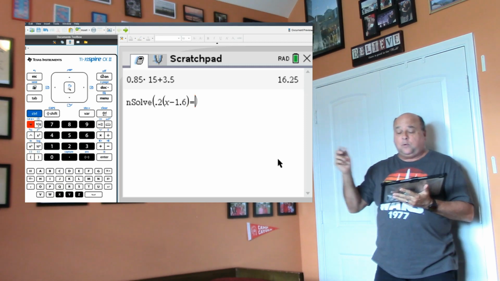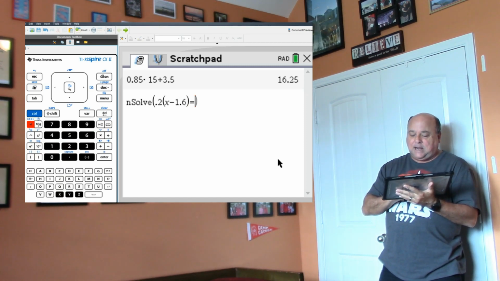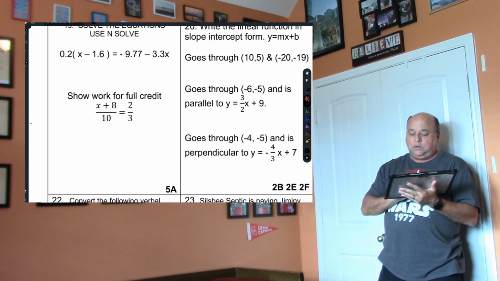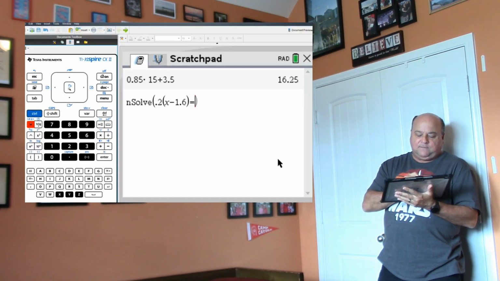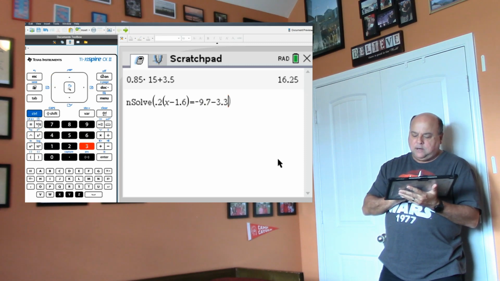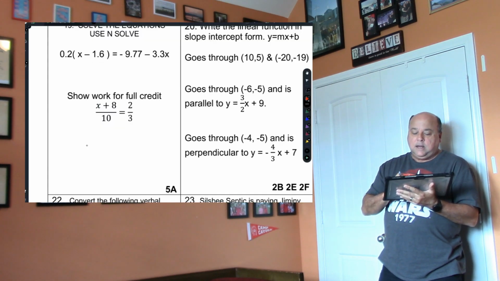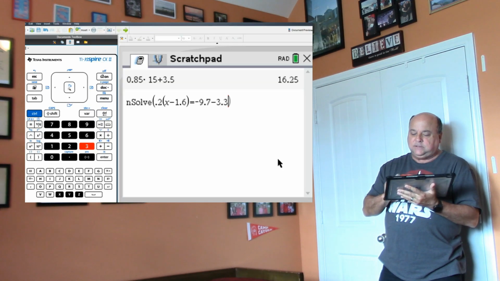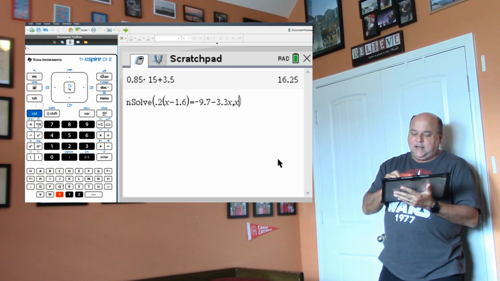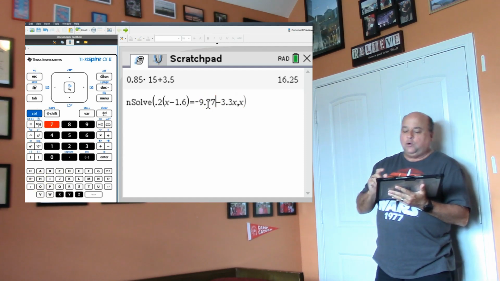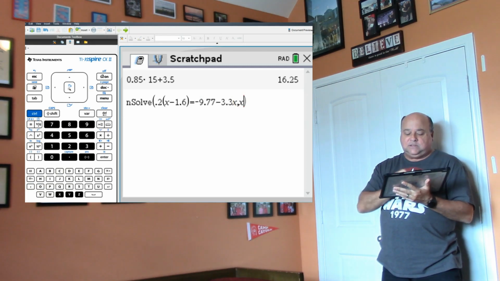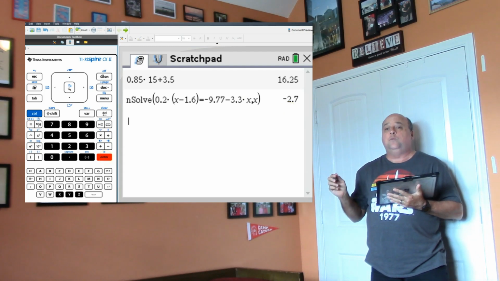Make sure you're putting in the parentheses. Some of you aren't doing that. You have to type it in as is. Negative 9.77 minus 3.3x. I need to put comma x, and then I need 7 right here. Okay, so I've typed this in as is. And remember, you got to put comma x at the end. So we have this in, hit enter, and the answer is negative 2.7.